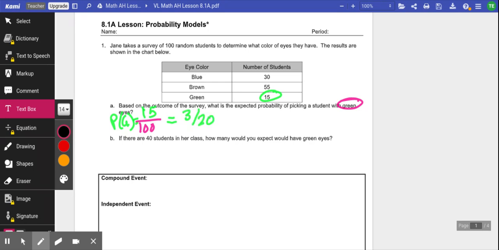B, if there are 40 students in our next class, how many would you expect to have green eyes? So we're going to take our answer from before, 3 out of 20. We've got a ratio, but this time our total is going to be the 40. So we're putting the 40 on the bottom. And we need to solve the proportion. So you could cross multiply or scale up. I think this one's pretty easy to scale up. I know that 2 times 20 is 40. So this is 2 times 3, which is 6. So I get that x is equal to 6. So I expect 6 people to have green eyes.